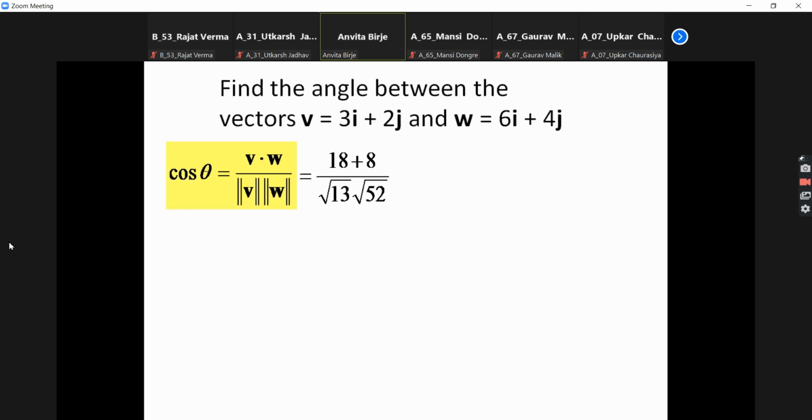Cos theta is equal to V dot W divided by mod of V into mod of W. Okay, so how did V dot W become 18? 3 multiplied by 6. As I told you, in the dot product we multiply the coefficients of i. So 3 multiplied by 6 is going to be 18. That is why 18 came here.